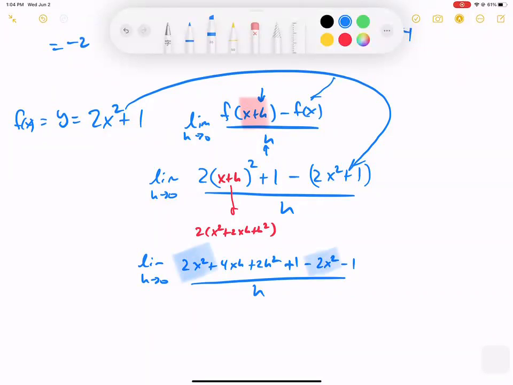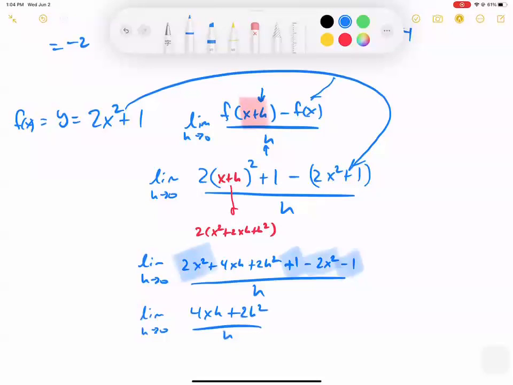They cancel out. How about the 1? Anyone who doesn't have an h is going to get canceled out if you did this correctly. Anyone who doesn't have an h, we're going to rewrite this one more time. The limit, h gets closer to 0 of 4xh plus 2h squared over h.